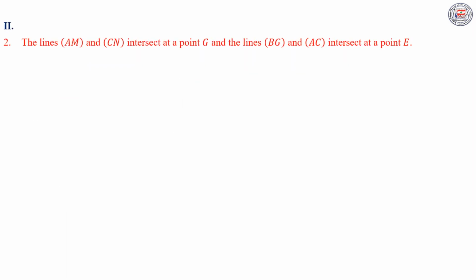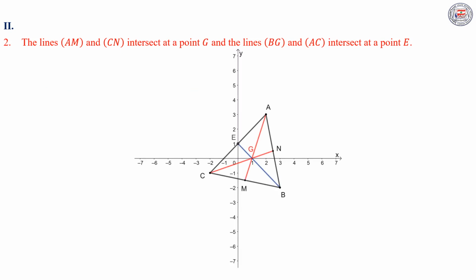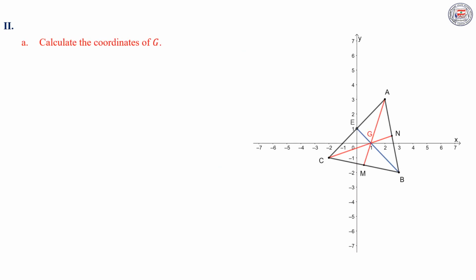Now in part 2, the lines AM and CN intersect at a point G, and the lines BG and AC intersect at a point E. So, as you can see in the figure, the point G is the intersection point of AM and CN, and the point E is the intersection point of BG and AC. In part A, we have to calculate the coordinates of G.